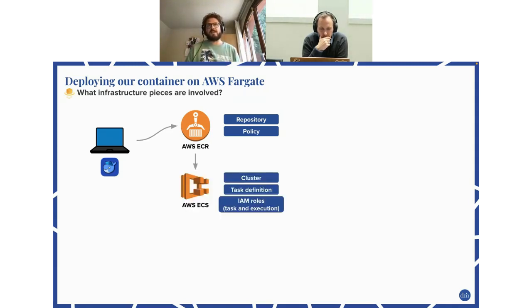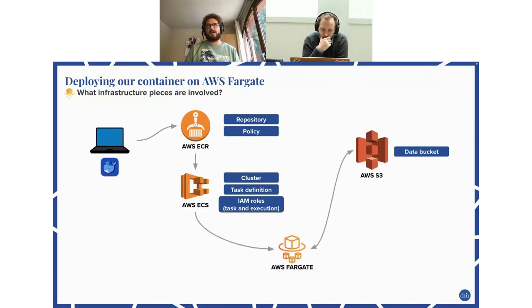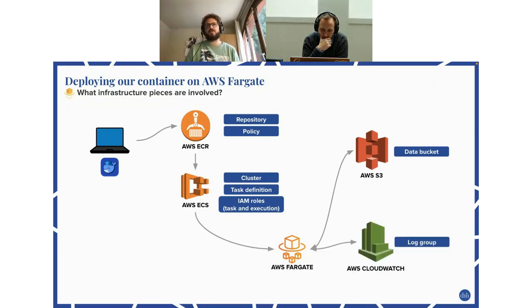Then to use ECS, we needed to create a cluster, a task definition, and create some roles so that we can execute the Docker image and access the S3 bucket. And so indeed, we also have an S3 bucket that we needed to create, and we have a CloudWatch log group. So why am I showing this? It's just to say, before I could do the demo, I actually had to provision all this infrastructure.